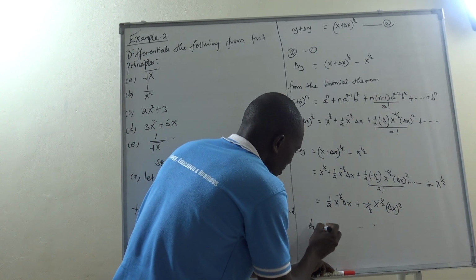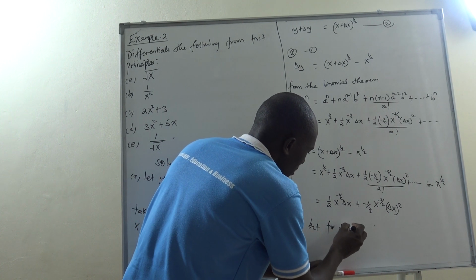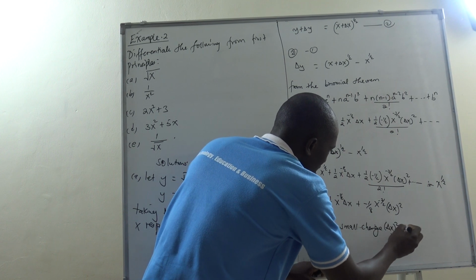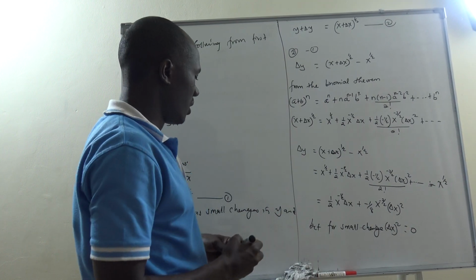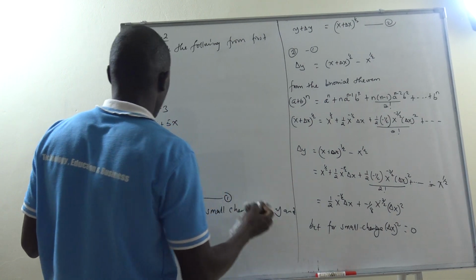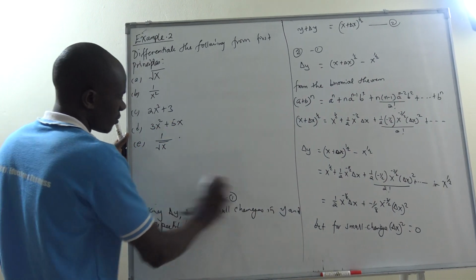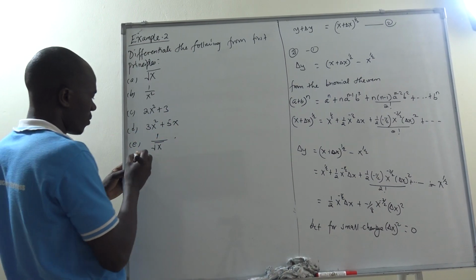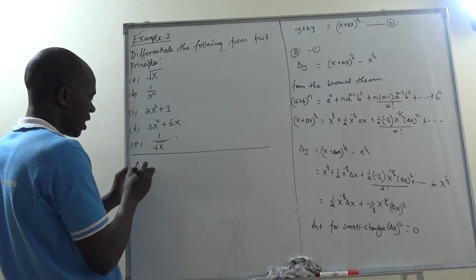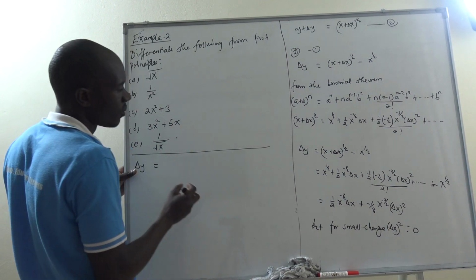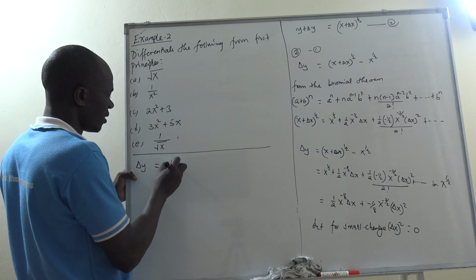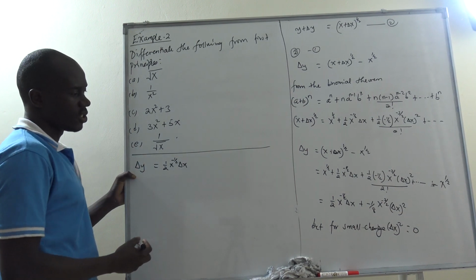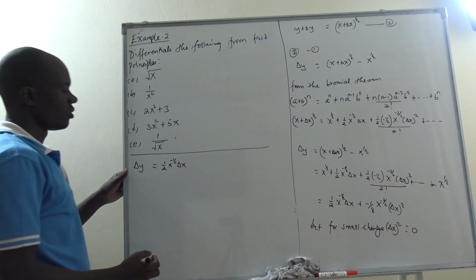But for small changes, delta x squared is approximately equal to 0. So what are we remaining with? We are going to remain with delta y equals a half x power negative a half delta x. The whole of that other term is already 0. When you substitute in the whole of that expression, you get 0.